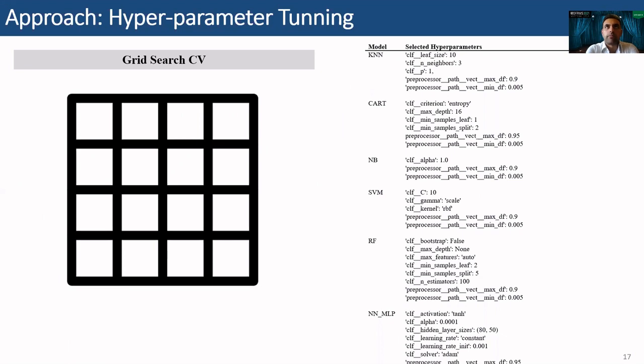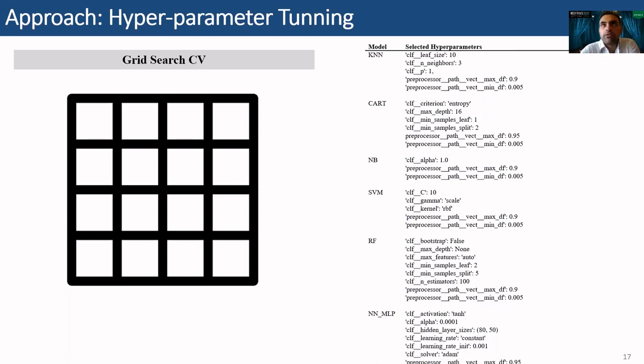Looking at the selected hyperparameters in our experiment, starting with KNN, we see that a leaf size of 10 was selected, number of neighbors 3, and a power parameter of 1 was used. Also, a maximum document frequency of 0.9 and a minimum document frequency of 0.005. This is actually not related to KNN. This is related to the count vectorizer, but this is bundled within the pipeline, so we're also setting its hyperparameters within grid search.